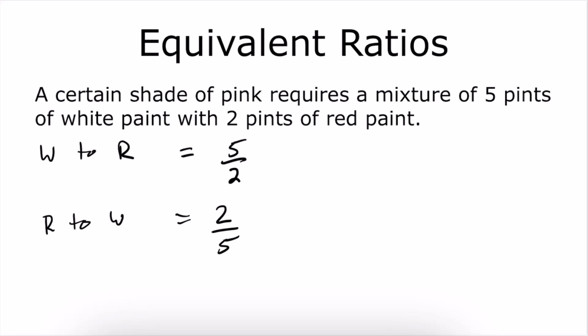Or you could even do other numbers. For example, you could say, I'm going to do 10 tablespoons of white paint and 4 tablespoons of red paint, because that fraction is equivalent to the fraction 5/2. Or you might say, I'm going to do 25 pints of white paint to 10 pints of red paint. So basically any fraction that's equivalent to the fraction form of your ratio will represent the same relationship between the two amounts.